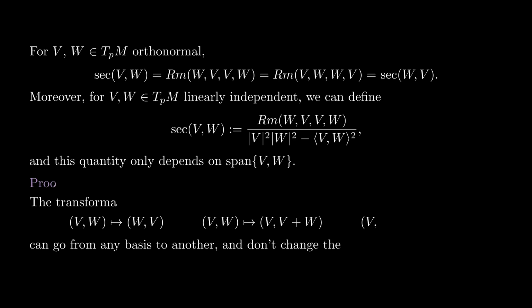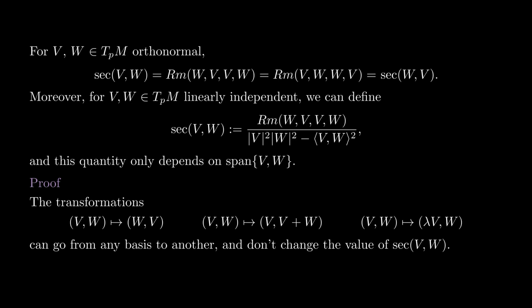To prove that, note that we can pass from one basis to another by elementary transformations: swapping the vectors, adding one vector to the other, or rescaling one vector. These 3 transformations do not change the value of the sectional curvature, so it is well defined as a function of the 2-dimensional plane.